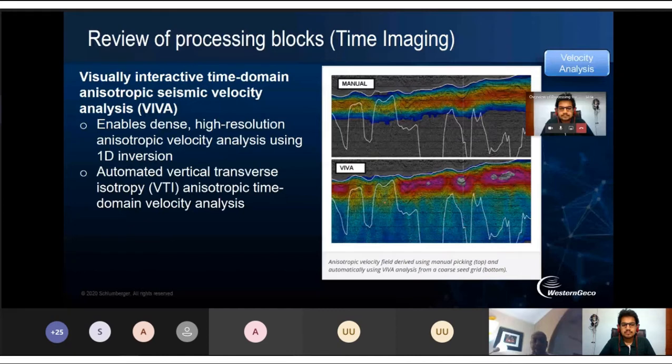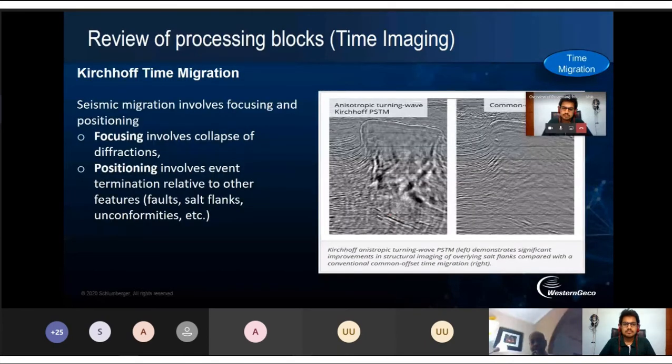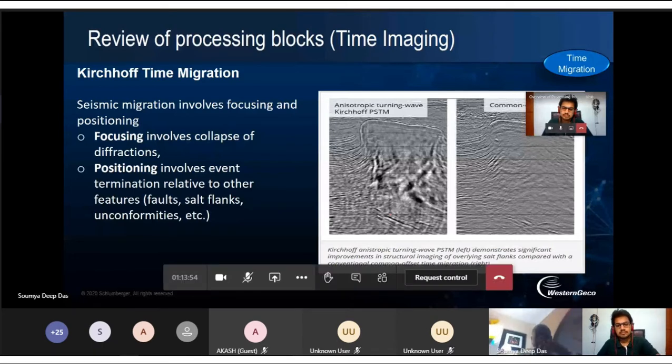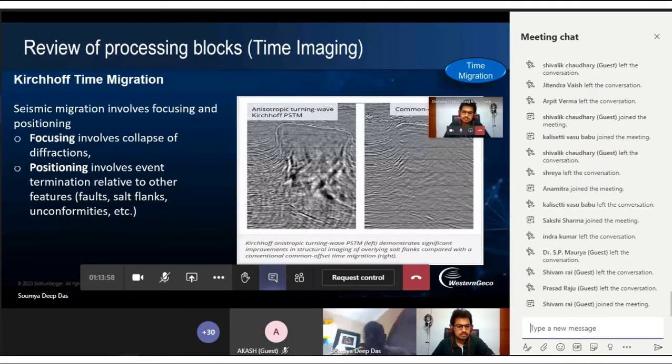Now comes the most interesting part. Time imaging is a very important part, because this prepares the data set for your higher level of imaging process, right? And you have to use that seismic to do your velocity modeling, which is the main objective of processing. So we jump to depth imaging.